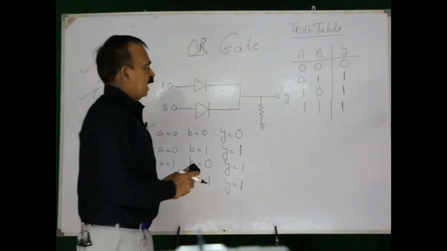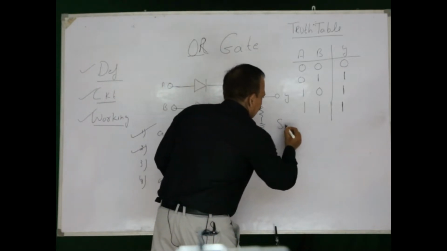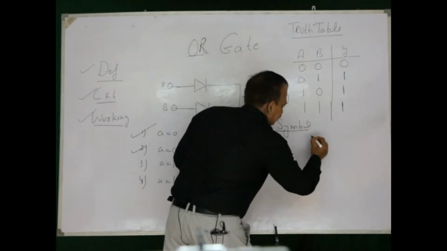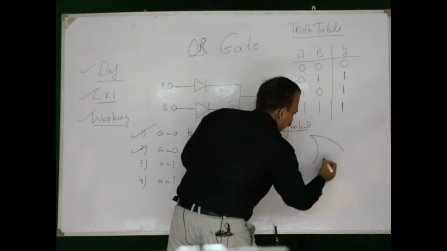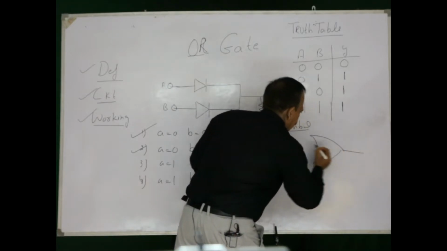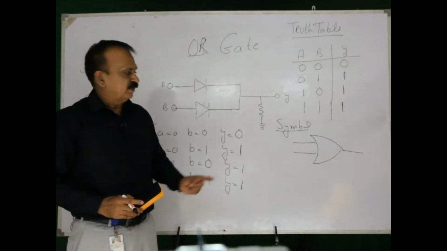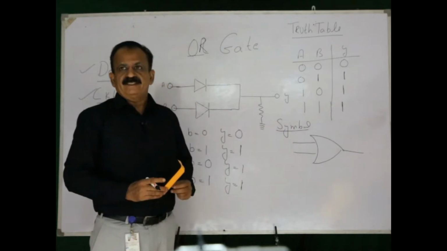So next, after the truth table, it is the symbol. What is the symbol of this? This gate is represented by this symbol. This represents the OR gate in Boolean algebra. This symbol is for the OR gate.